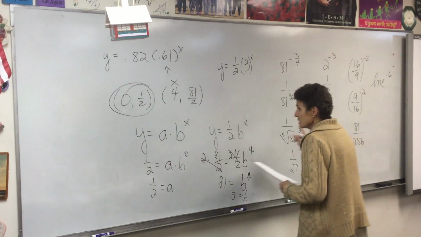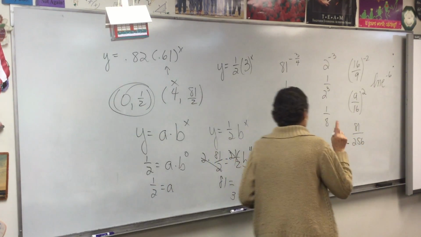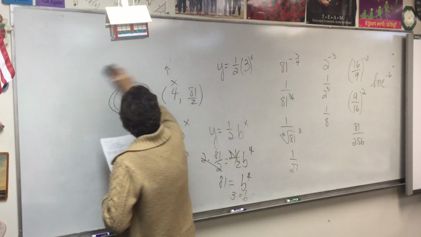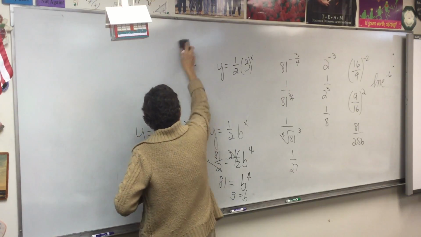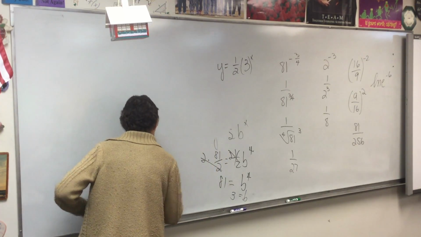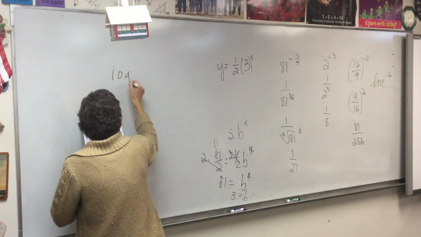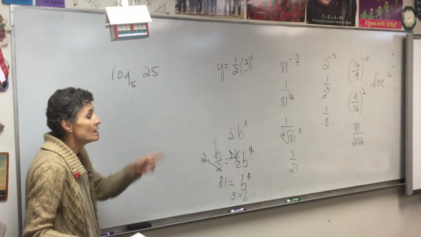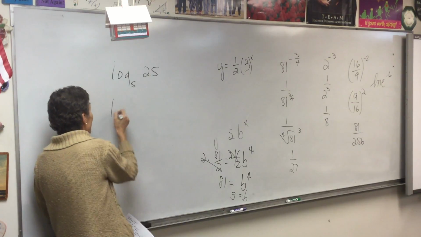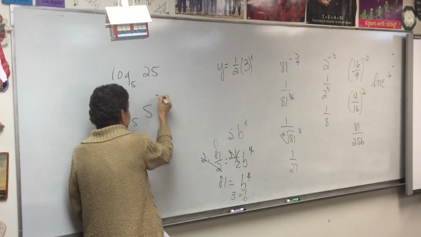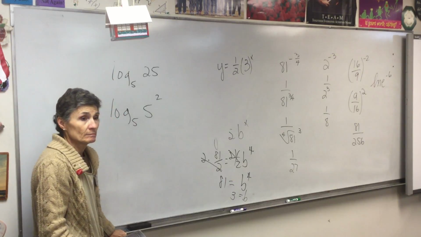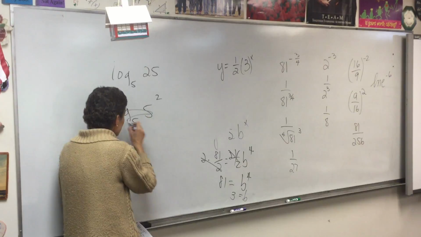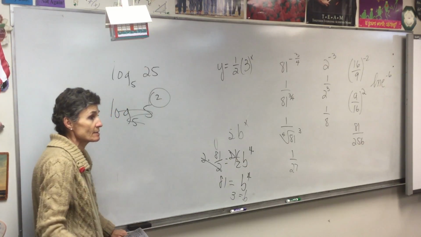Now, e is kind of the same, but I don't have a match. 5 and 25 need to match. How am I going to make them match? What am I going to do? I'm going to rewrite 25 as 5 squared. And when I have these two numbers matching, they cancel, and the answer is 2.